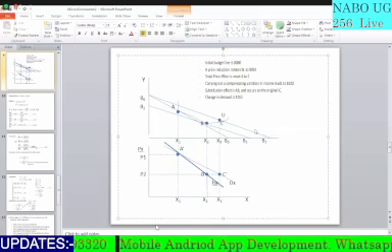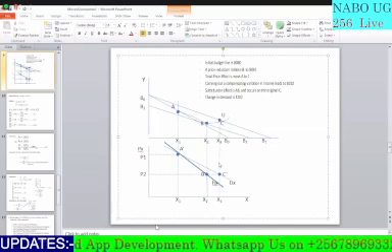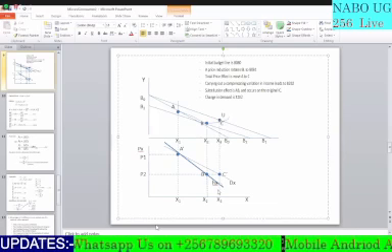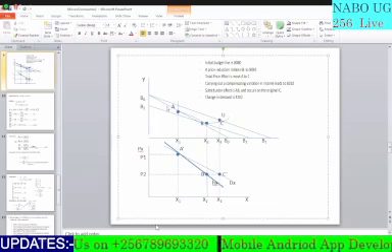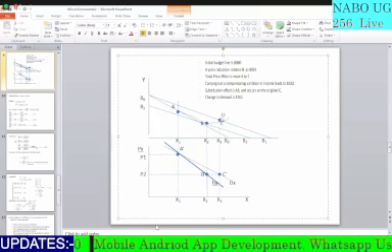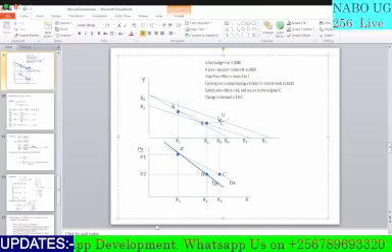So the individual moves to point C. At each point, you record what happens to the quantity in both the upper diagram and the lower diagram. So that's why we are having A prime and C prime when the price reduces. When he moves to point C, of course, point C is on a higher indifference curve.